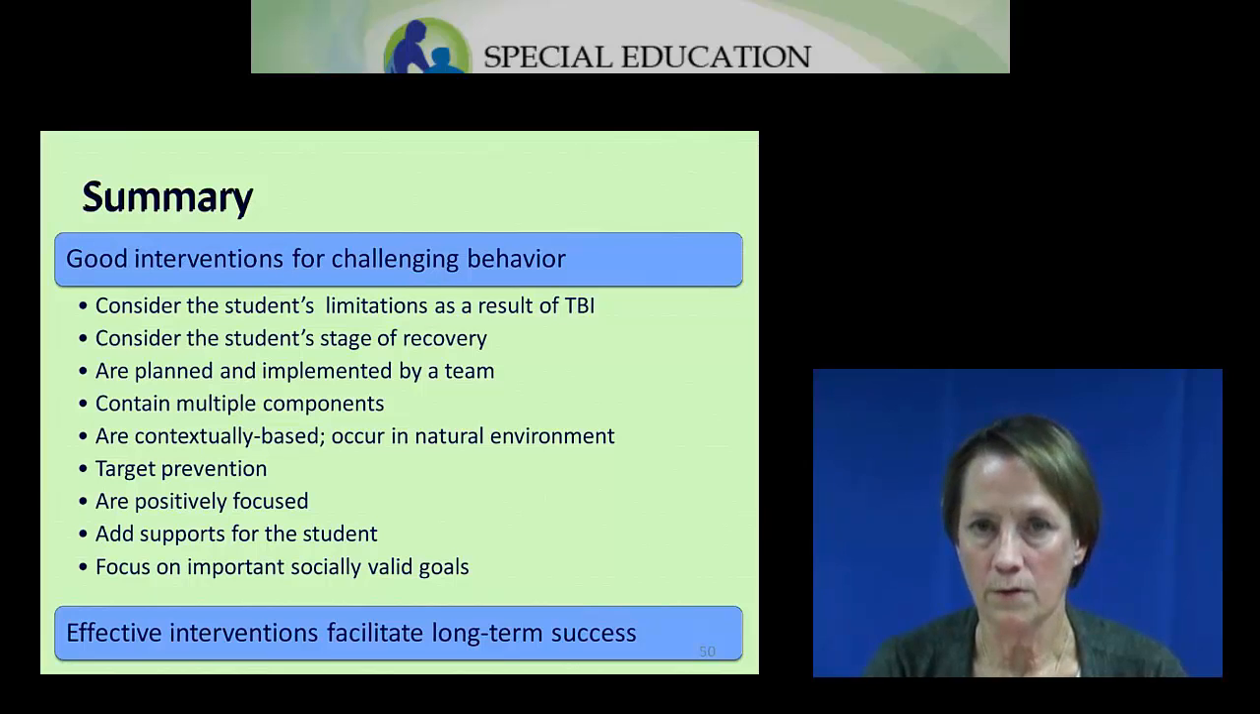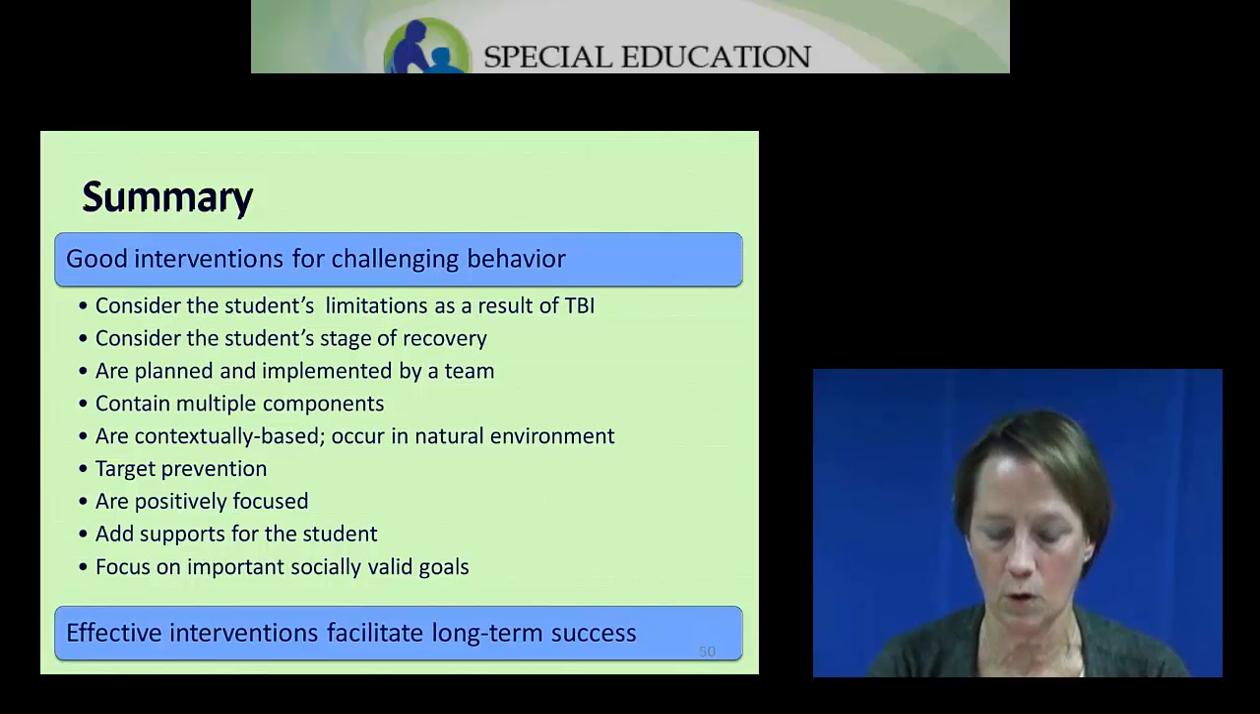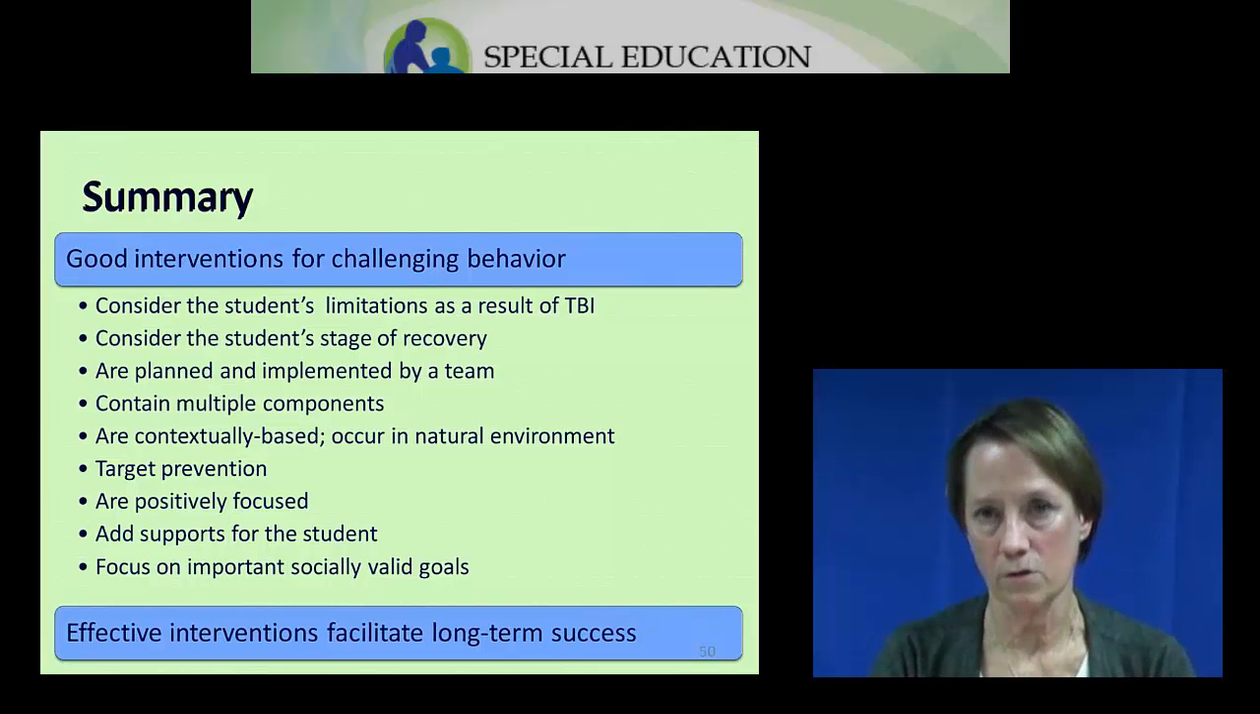We also are going to want to target prevention. We're going to want to really think carefully about ways to eliminate challenging behavior from even occurring. And we're going to want to be positively focused. We're going to need to add in supports for students and be very positive as we're working with the student to bring about a change in challenging behavior. And finally, I just want to note that planning effective interventions can facilitate the long-term success that we're interested in seeing in students with TBI and all of our students in schools.